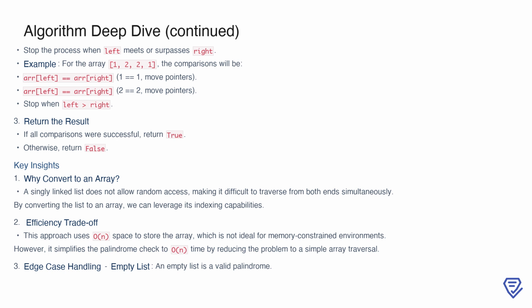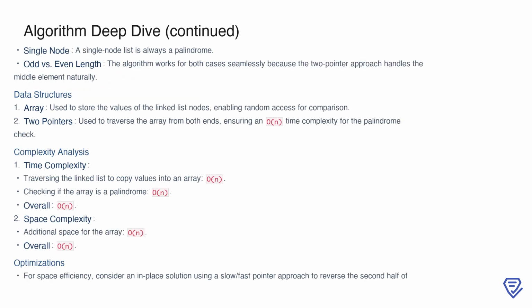Lastly, edge cases such as an empty list, which is considered a valid palindrome, are also handled naturally by this approach. Other edge cases include single-node linked lists, which are always palindromes since there's only one value to compare. Additionally, this approach handles both odd and even-length linked lists seamlessly. For odd-length lists, the middle element is ignored during the comparison because the two pointers naturally skip it when they meet. The data structures used here include the array, which stores the linked list values to enable random access comparisons, and two pointers, which traverse the array from either end.